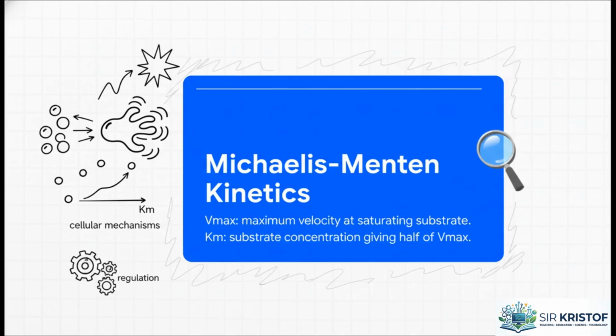Then there's Km. This spec tells you how responsive the enzyme is. It's the amount of fuel you need to get the engine running at half speed. So a really low Km means that enzyme is super efficient. It gets right to work even when fuel is scarce.